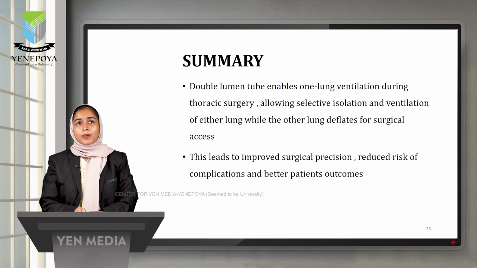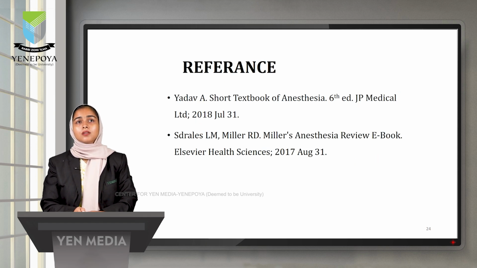To summarize the topic, the double lumen tube enables one lung ventilation during thoracic surgery, allowing selective isolation and ventilation of either lung while the other lung deflates for surgical access. This leads to improved surgical precision, reduced risk of complications and better patient outcomes. These are the references.